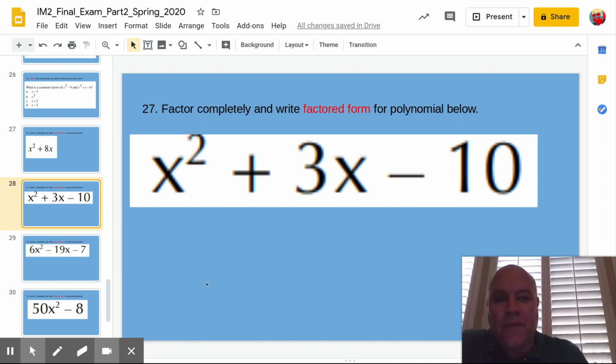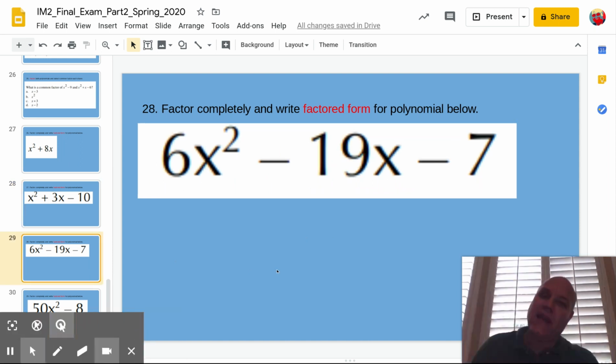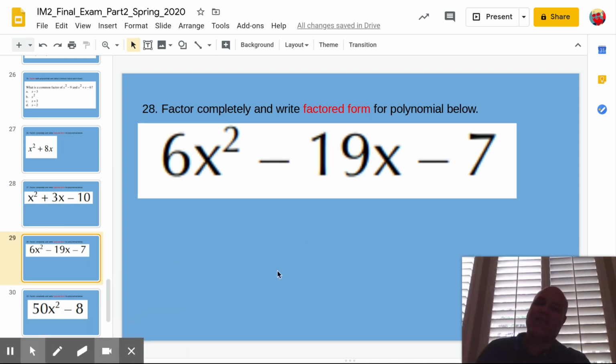Remember, these are all expressions. They're just polynomials. So when we factor them, I just want the factors. If I see anyone solving, doing the zero product property, that is a biggie mistake. You shouldn't be doing that. It's just factoring. Question 28, I'd like you to factor 6x squared minus 19x minus 7. Again, you have a little bit bigger numbers here, but I think you can handle it. So factor that completely.